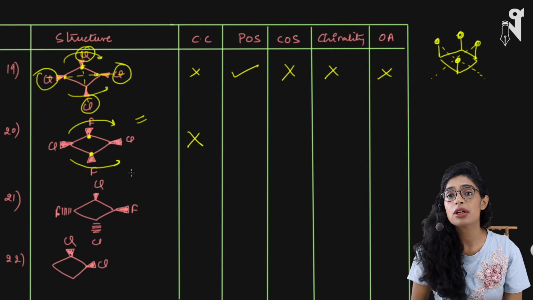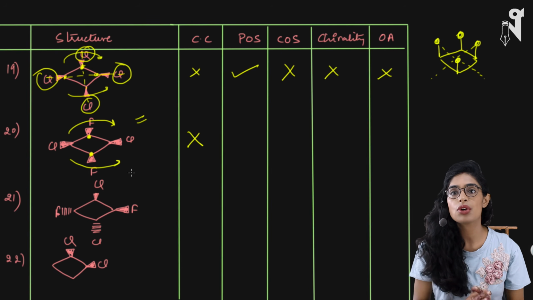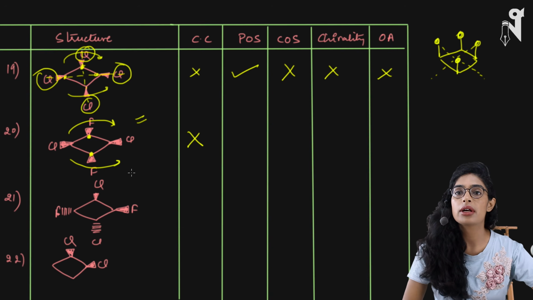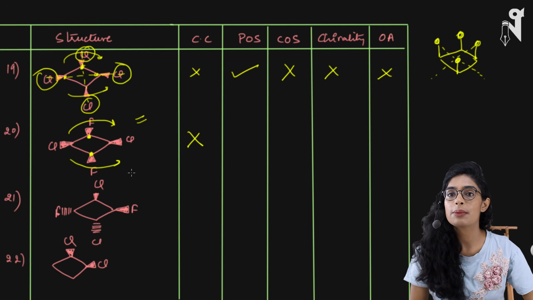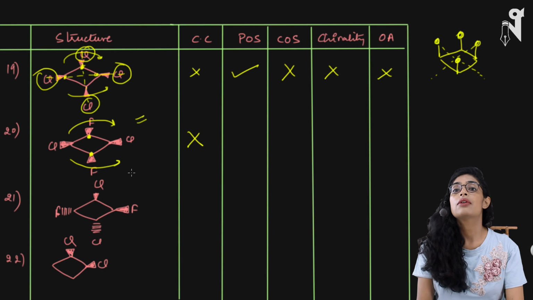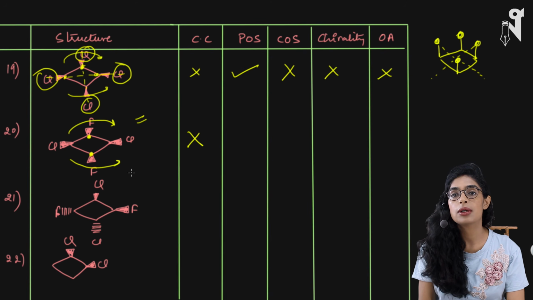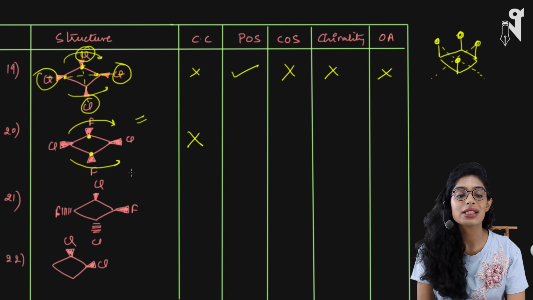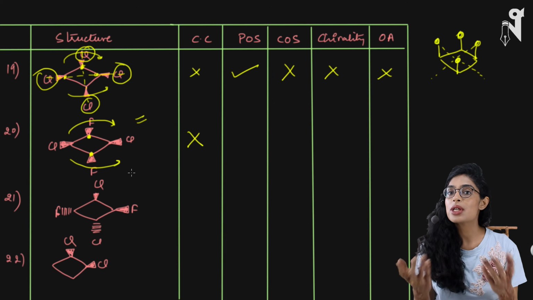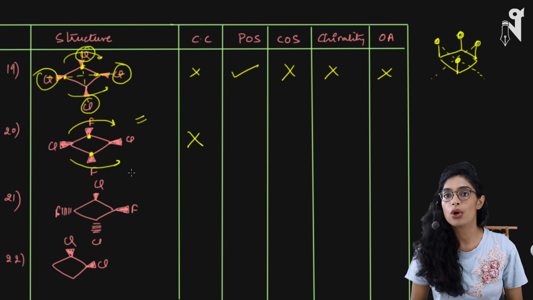Just in case you have any confusion in the chiral centers, please revise the chapter and get it, because that is something which we are not discussing right now. How to get a chiral center, what all four groups are present on the carbons, that has been discussed in very depth in the previous videos when you were doing geometrical isomerism. So that's why I'm not putting much focus on these chiral centers, and I'm just directly telling whether the chiral center is present or not present.